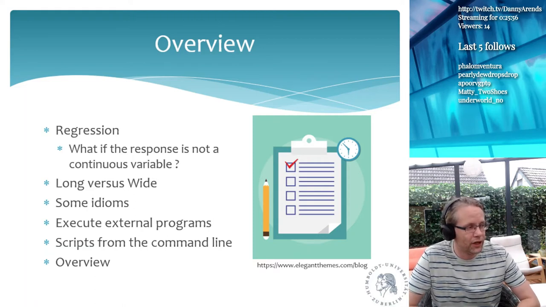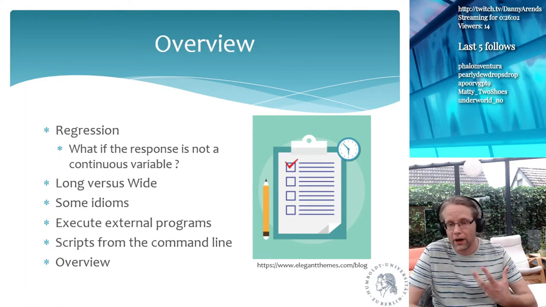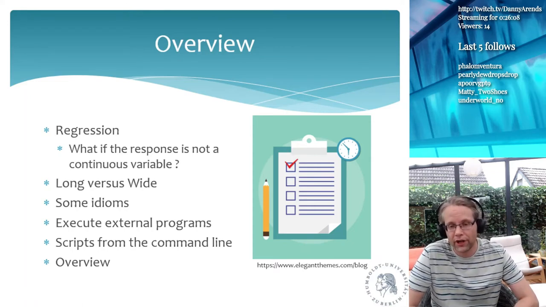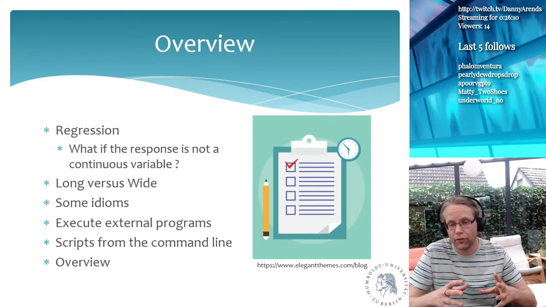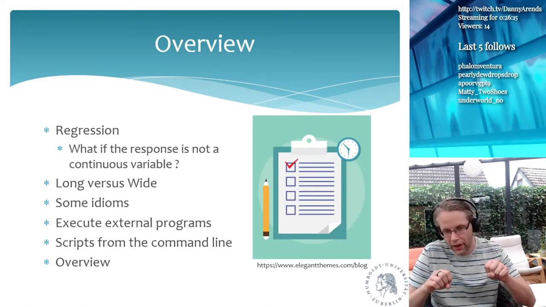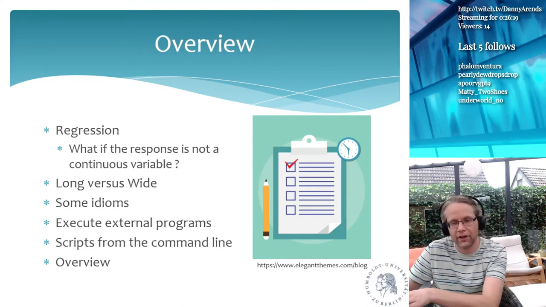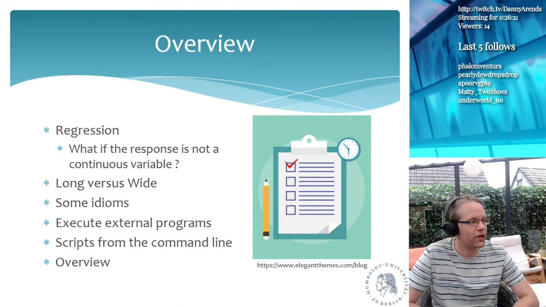I will be talking a little bit about how to do scripts from the command line. This ties in, of course, with the executing of the external programs, and also how you can supply parameters to R scripts using command line arguments, so that you can write a script and then give the script, for example, a file name as input. So say Rscript, resize this photo, and then give the name of the photo that you want to resize.